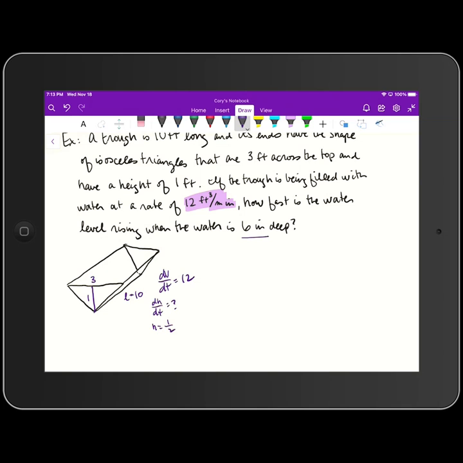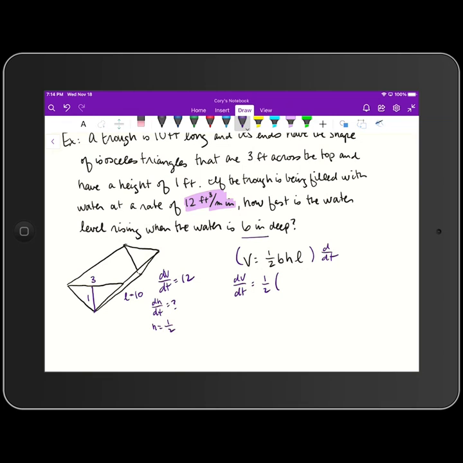So when we find the volume of a prism, volume is going to be the area of the base, which in this case is a triangle. The area of a triangle is 1/2 the base times the height, and then we have to multiply that by the length. So it's V = 1/2 BHL. And what we're going to want to do here is take the derivative with respect to t of that equation. When we do so, the derivative of the left-hand side is dV/dt. We can pull 1/2 out in front.